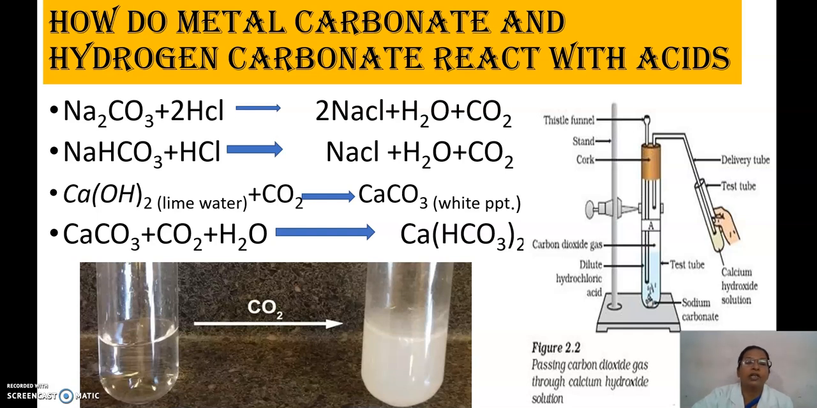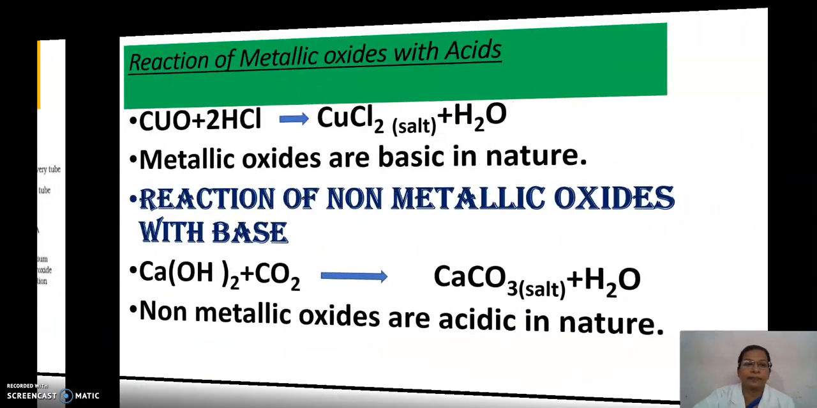precipitate. So this you have to study: metal carbonate or metal hydrogen carbonate, whenever it is reacting with an acid, the common gas produced is carbon dioxide. And we can test that the gas is carbon dioxide by passing it into a solution of calcium hydroxide. Then the clear solution takes on a milky appearance. This is the standard test for carbon dioxide.